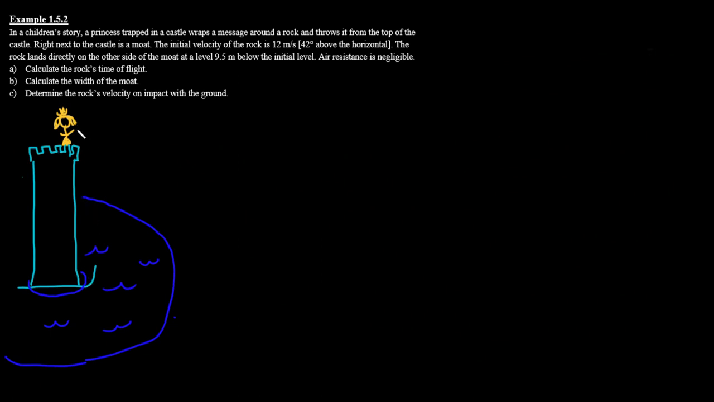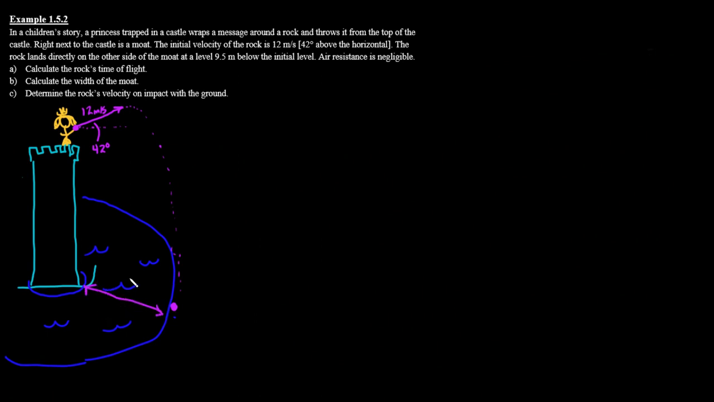She is then throwing this rock. If I draw a dotted line with the horizontal here, she is throwing this rock. My angle's a little bit crude here, but she's throwing it at an angle of 42 degrees at 12 meters per second. It's going to go up. And basically, we're assuming that it just clears the side of the moat and lands right here.